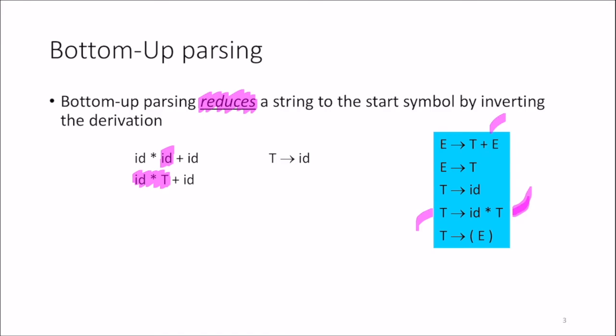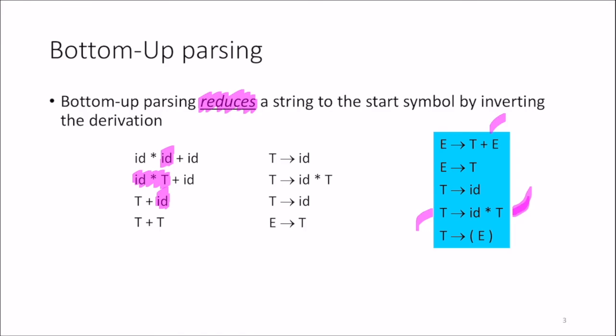So you can see that it's not always obvious which reduce action should happen first. It depends on the grammar and it depends on the sequence needed to get to the start symbol. Then I can replace that id times T with a T, and I get T plus id. And now I look for something to match in the right-hand side of the grammar and I don't find anything. So what I can do then is replace this id with a T. I get T plus T. Again, there's nothing to match on the right-hand side of any of the rules.